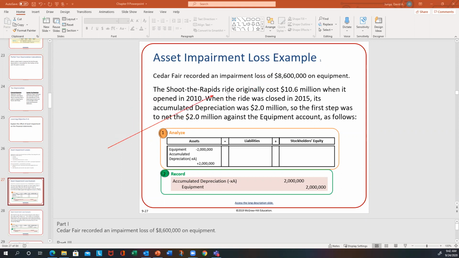All right, so you've got the Shooting Rapids ride, it had a cost of 10.6 million. They opened it in 2010, and the ride closed in 2015. They had accumulated depreciation of 2 million. So the first step, notice, was to net the 2 million, that's the accumulated depreciation, against the equipment. So they'd be crediting equipment and debiting the accumulated depreciation for that 2 million. That would be your first step.